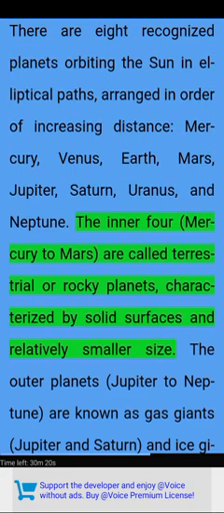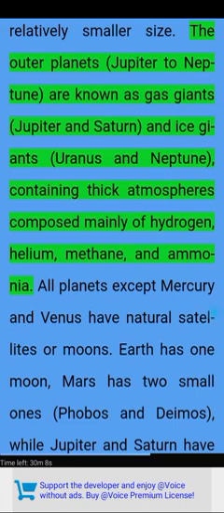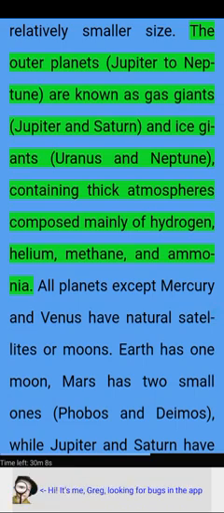The inner four, Mercury to Mars, are called terrestrial or rocky planets, characterized by solid surfaces and relatively smaller size. The outer planets, Jupiter to Neptune, are known as gas giants, Jupiter and Saturn, and ice giants, Uranus and Neptune, containing thick atmospheres composed mainly of hydrogen, helium, methane, and ammonia.